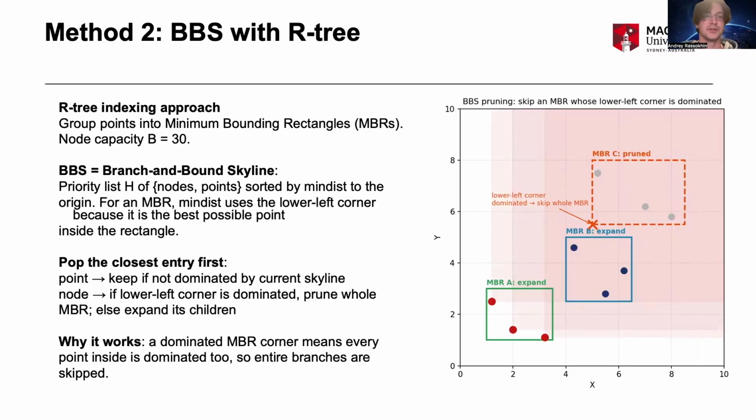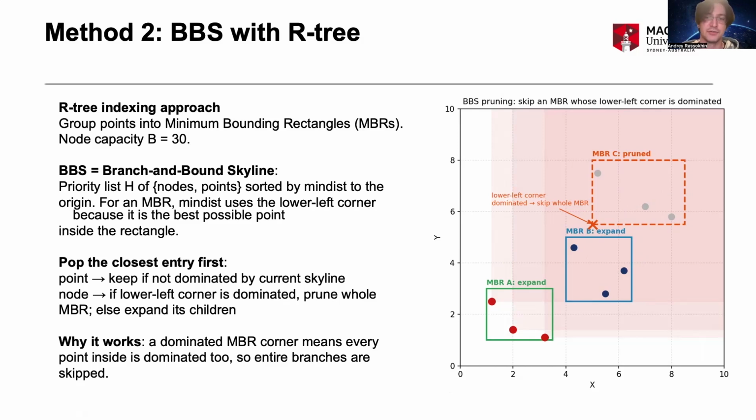Method 2, we used BBS, branch and bound skyline. This was using an R tree. The R tree groups nearby points into minimum bounding rectangles or MBRs. BBS keeps the priority list called H, sorted by minimum distance to the origin. For a normal point, minimum distance is based on the point's X and Y. For an MBR, the minimum distance uses the lower left corner because that is the best possible place inside the rectangle. The important part is the pruning rule.